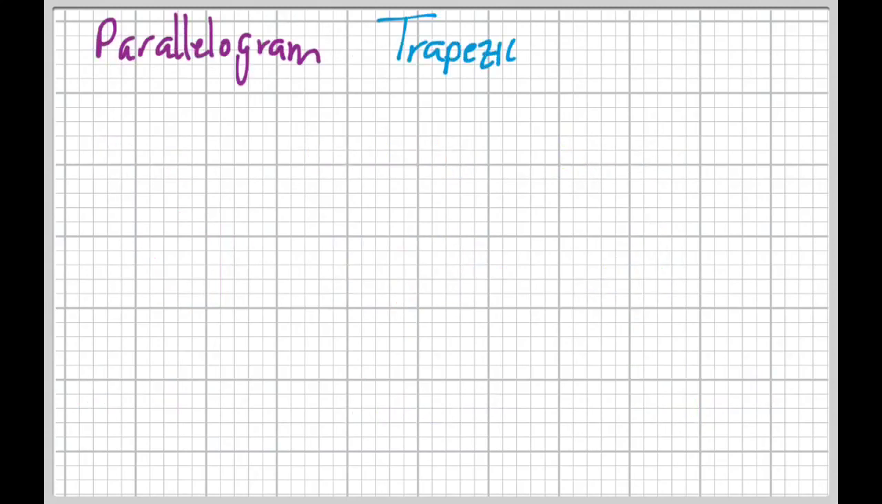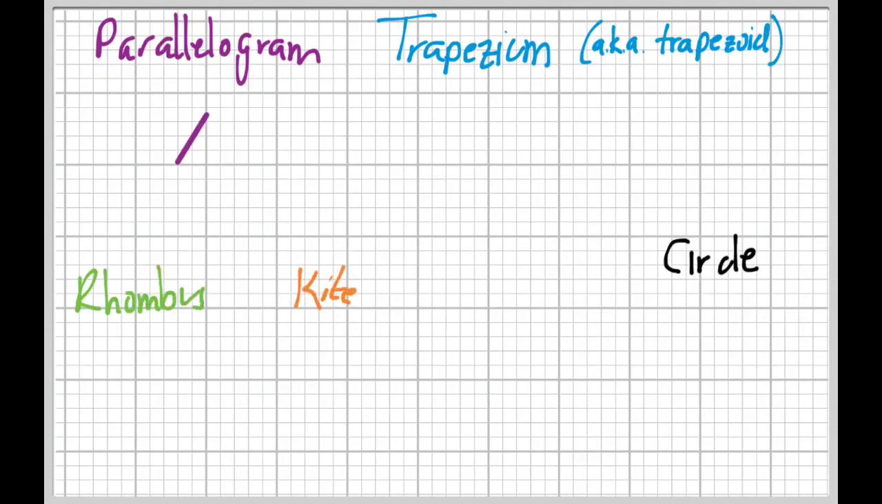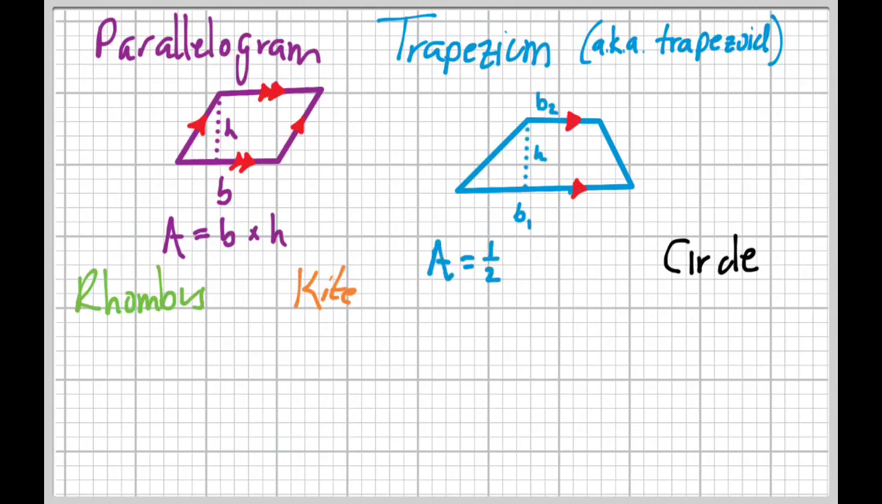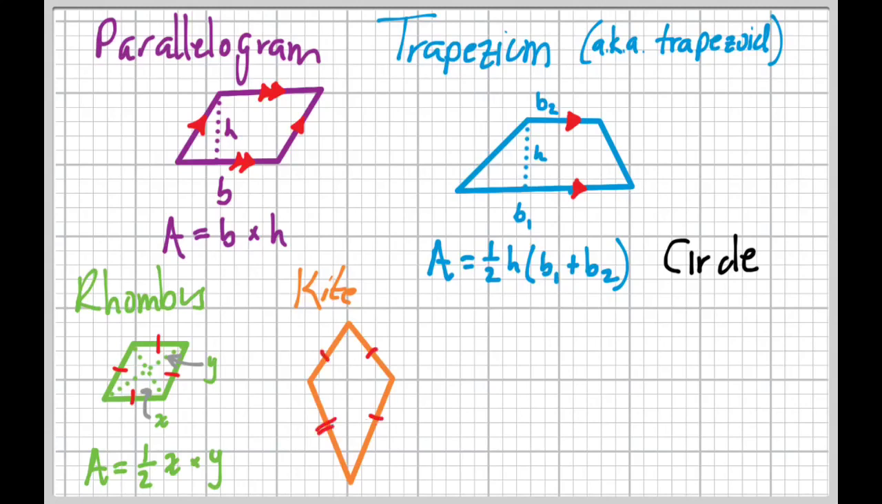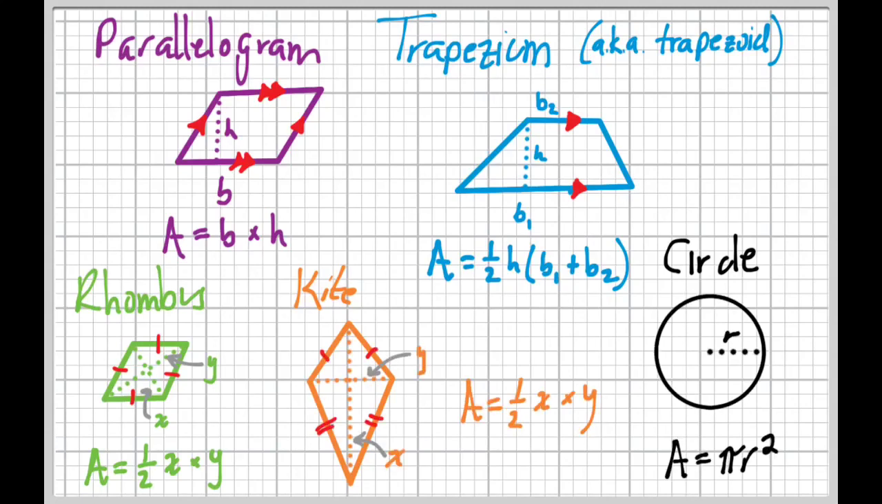All right, parallelogram, trapezium, also known as a trapezoid, rhombus, kite, and circle. Okay, so each of these shapes is a distinct type of shape, mostly quadrilaterals here, except of course the circle. And they each have their own formula for area. Okay, so let's start with the parallelogram. A parallelogram is a quadrilateral with 2 pairs of parallel sides. Okay, which square and rectangle actually both fit that description, as well as rhombus.